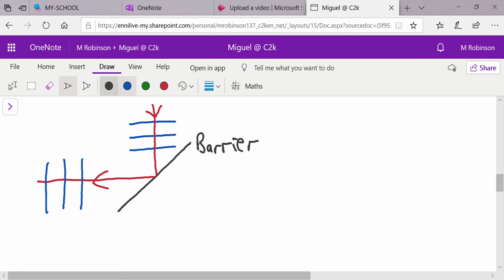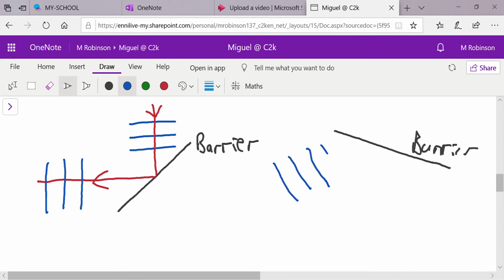Let's draw just a barrier there. So waves coming in. This is very rough. You would use a ruler if you're doing this. Waves coming in like that.